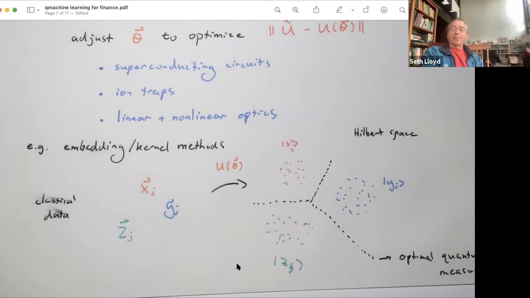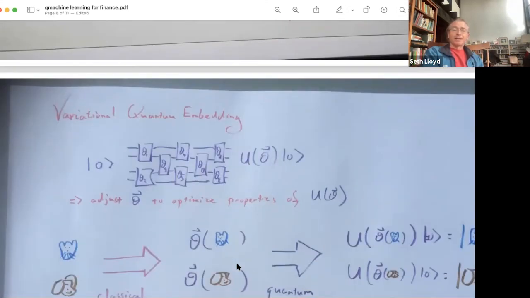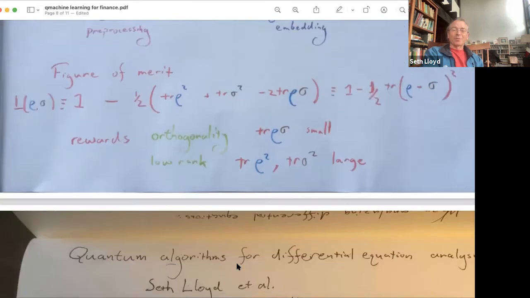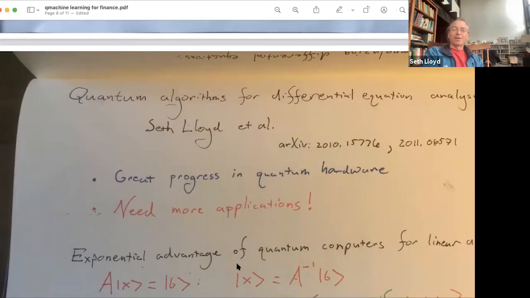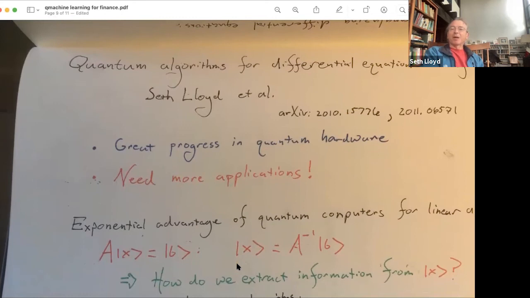So let me finish up here, because this is more on this variation of quantum embedding. Let me finish up with the promised exponential advantage of quantum computers for doing Monte Carlo. This is a neat result, and we were very happy with it. And this is a generic problem in quantum computers. This is the arXiv number for this paper, if you want to look at it. There's great progress in making quantum hardware, but we actually don't have great applications for it.